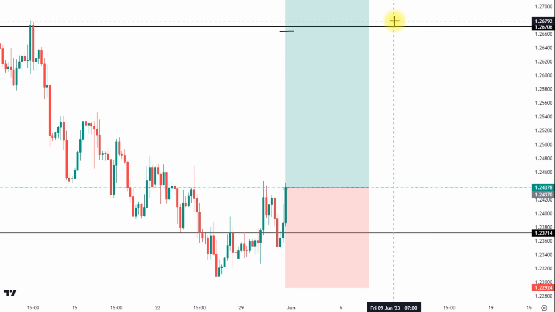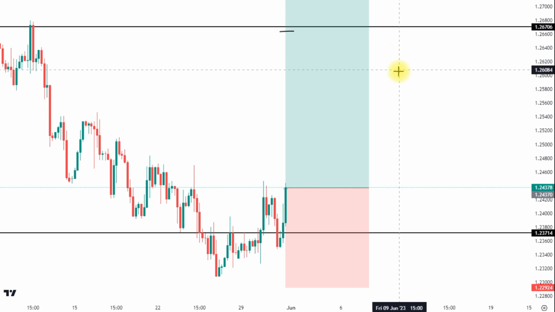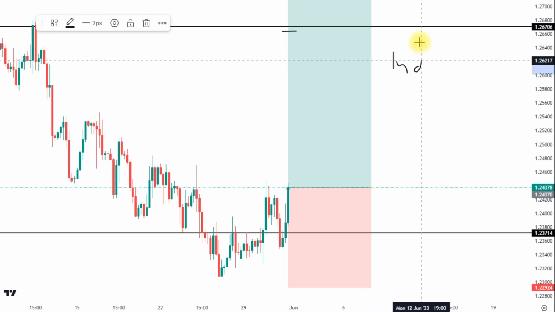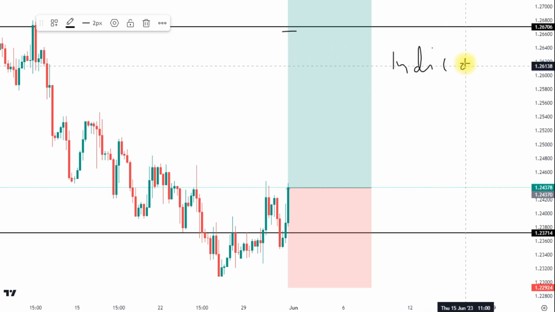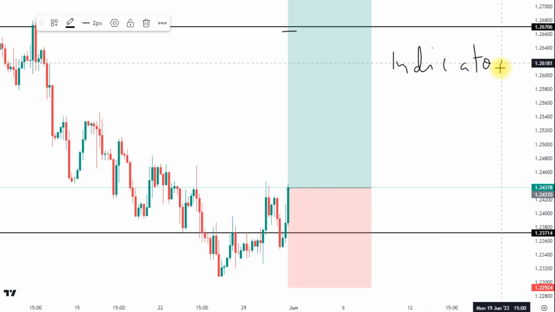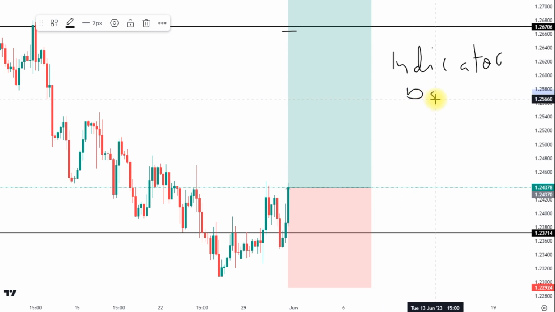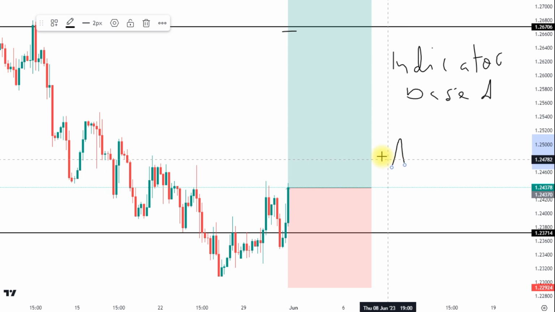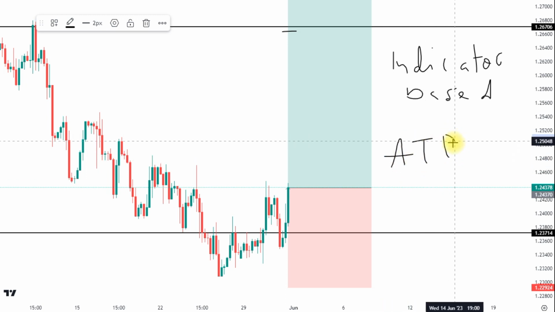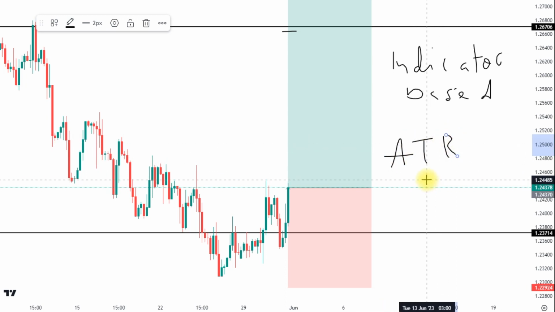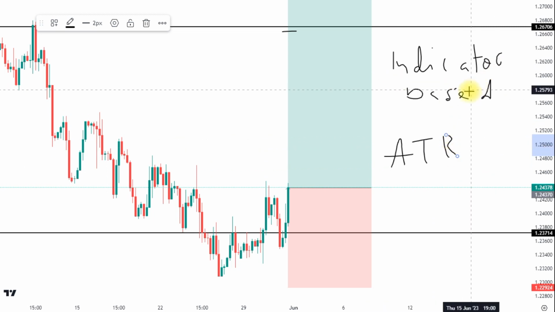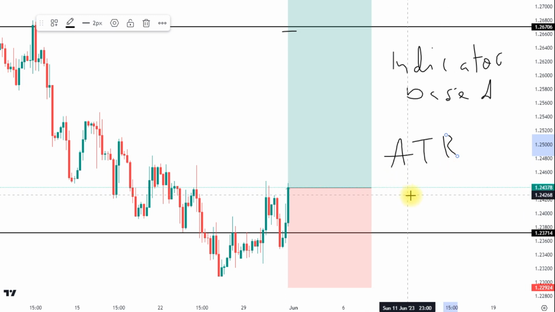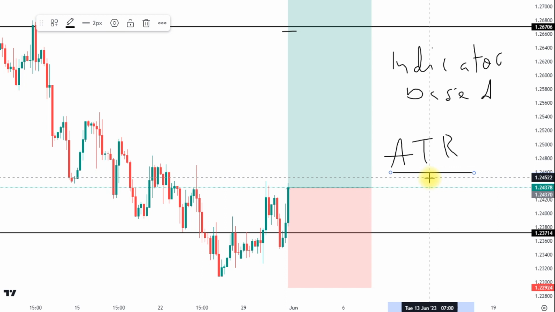Of course, there is another option for a stop loss. You can use an indicator-based stop loss. Indicator-based means you use, for example, an indicator like the ATR. I've done a separate video just on that topic. So if you're interested in using an indicator-based stop loss, then jump to that video and I will explain to you in detail how this works.